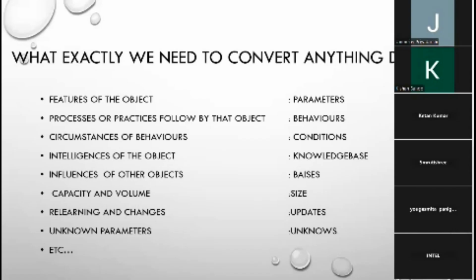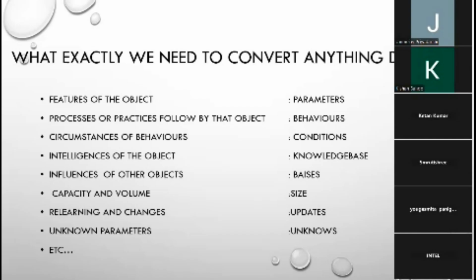Relearning and changes means if tomorrow a new holiday is added into your calendar. Let's say somebody brings in that the 27th of every month is going to be a holiday. In that case, your calendar needs to get updated. That needs to be changed, and your digital version of that calendar needs to be updated.